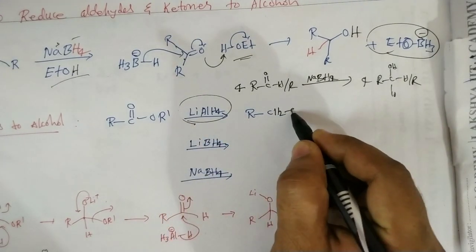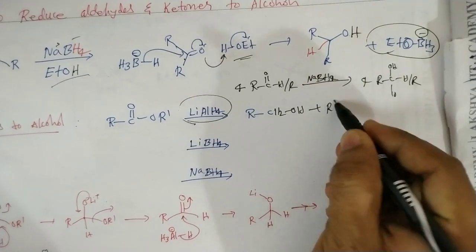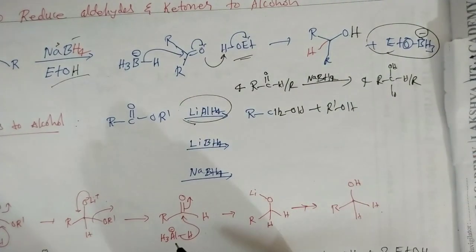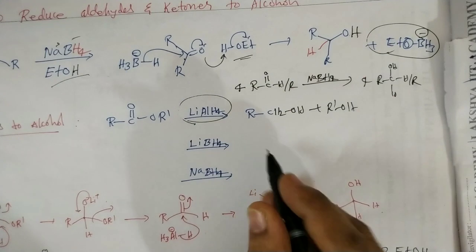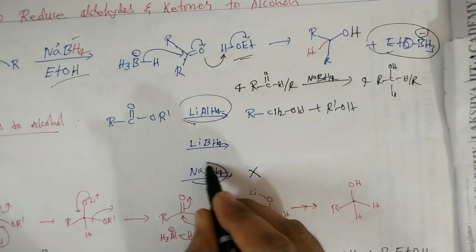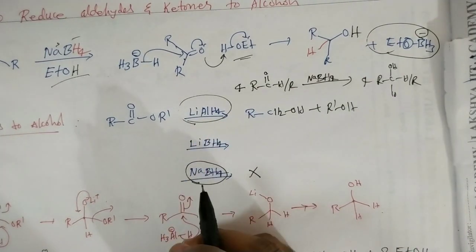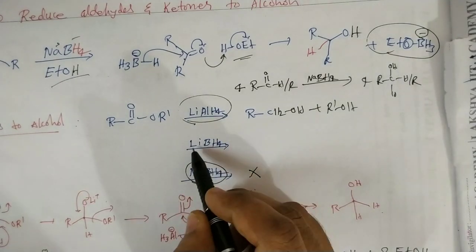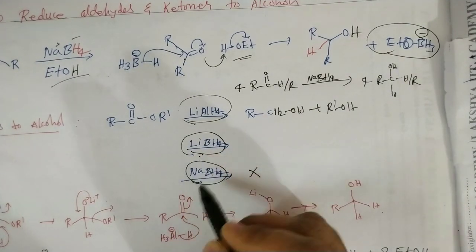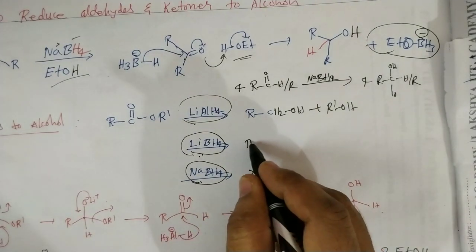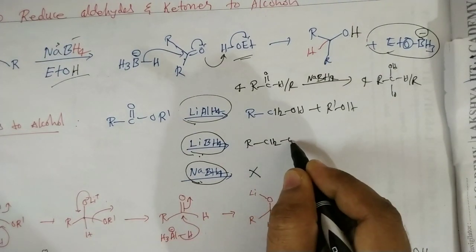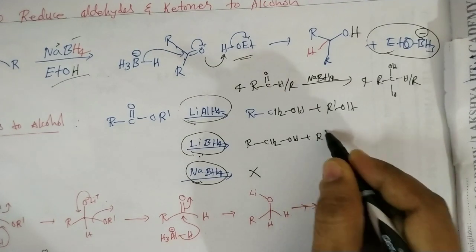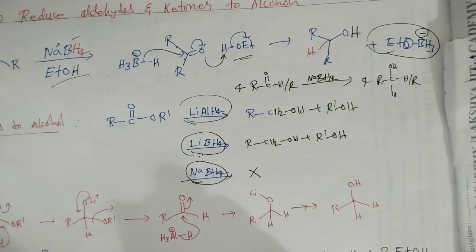So here the product is CH2OH, and in this case R-OH. Here, with sodium borohydride, there is no reaction. Sodium borohydride is less reactive when compared to lithium aluminum hydride, so it cannot reduce esters. Now lithium borohydride is slightly more reactive than sodium borohydride, so it can reduce esters also. The products are the same as in the case of lithium aluminum hydride.